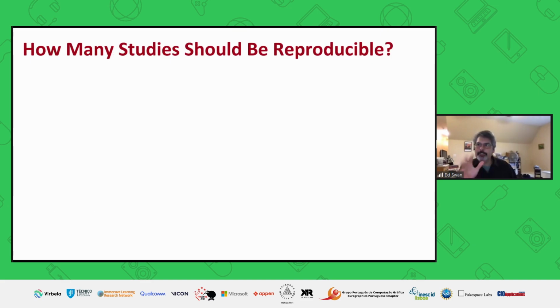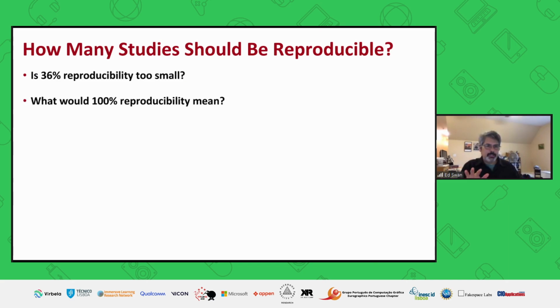So here's another philosophical question for everyone. How many studies should be reproducible? The replication project in psychology reproduced 36%. Is this too small? It seems like it's too small. But it's unclear what this number should be. What would 100% reproducibility mean? If everything was reproducible, it means we would never be surprised by anything. It would suggest we always knew what would happen and why it will happen. So why would we be running the experiments in the first place? So 100% seems like it's too high, but 36% seems like it's too small.